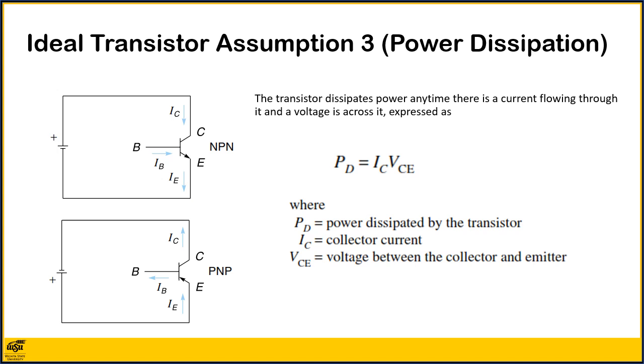The transistor dissipates power anytime there is a current flowing through it and a voltage across it. This is expressed as PD is equal to the collector current times the voltage between the collector and the emitter.